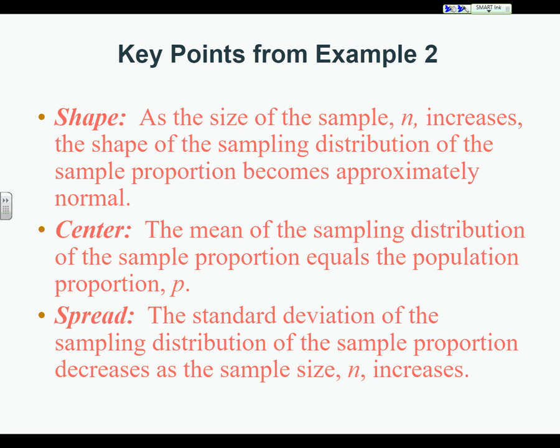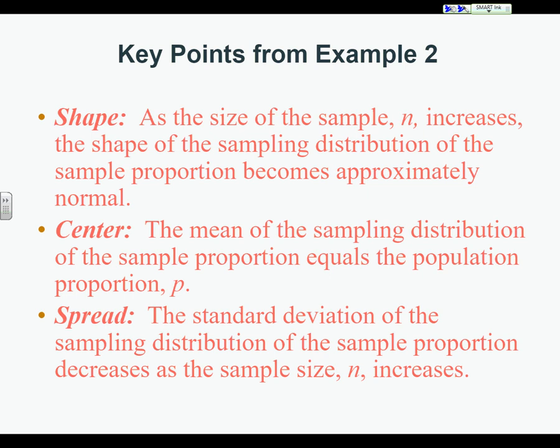On the shape, as n increased, the sampling distribution became more and more normal. So my goal is to get n to be large. What's large? I don't want to say bigger than 10, because that's not always going to be the case. But for the examples we're working in this video, the practice problems I'm going to give you, and on the assessment, the n is going to be large enough to be approximately normal. So you don't have to worry about that.